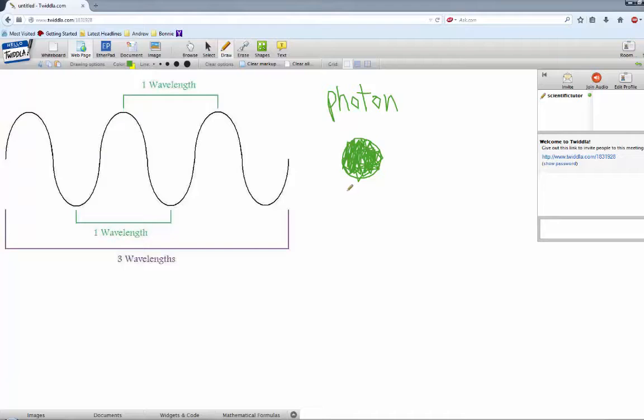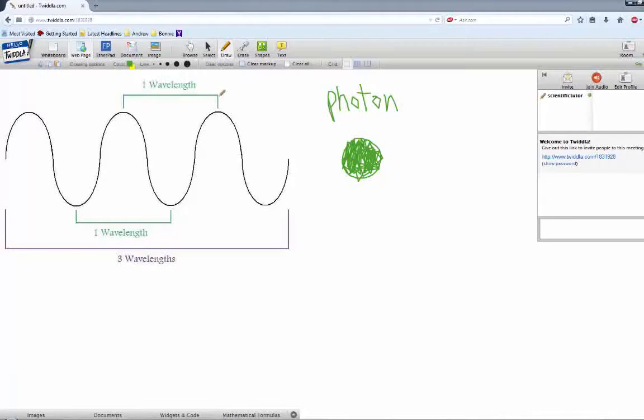Another name for light is electromagnetic radiation. Electromagnetic radiation and light are the same thing. Electromagnetic radiation includes things like heat, includes things like X-rays and gamma rays and ultraviolet, and also includes things like radio and microwaves.